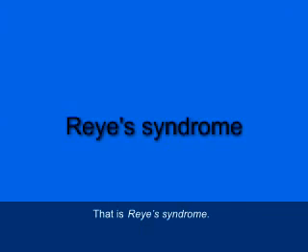And finally, what is the name of a serious or deadly disorder in children that is associated with aspirin treatment following a cold or flu? Well, that's Reye's syndrome. Reye's syndrome. Well, that covers the brain.